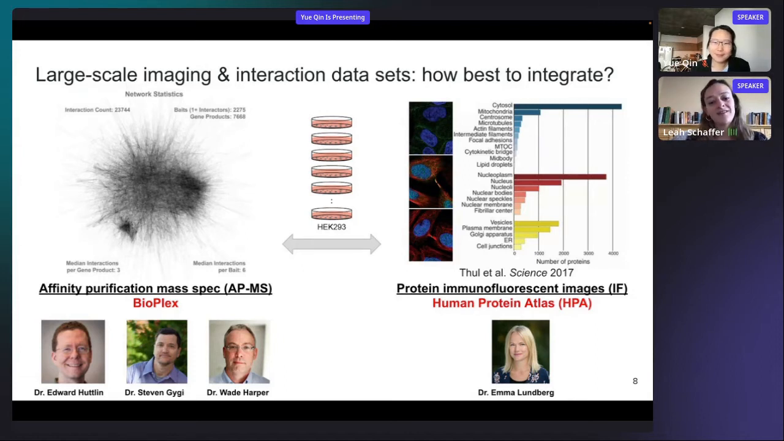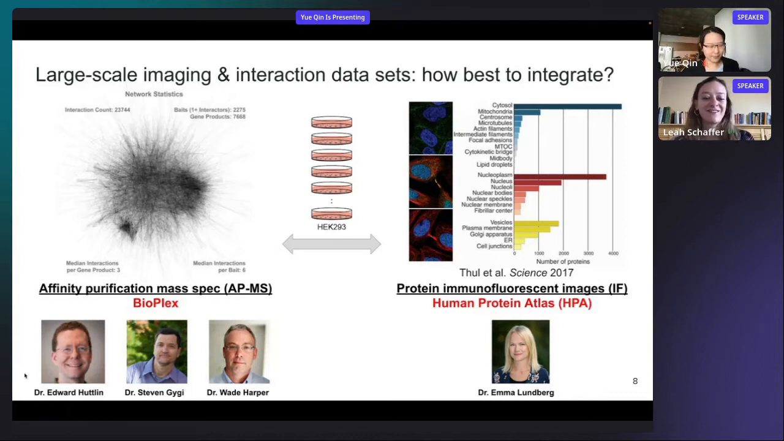And then on the right, at the same time, the Human Protein Atlas has been systematically performing imaging experiments, collecting these confocal images with antibodies of different proteins. It's become a resource with over 10,000 different proteins with images collected. Then they are trying to determine the subcellular locations of proteins. So for these thousands of proteins, the subcellular location has been determined.